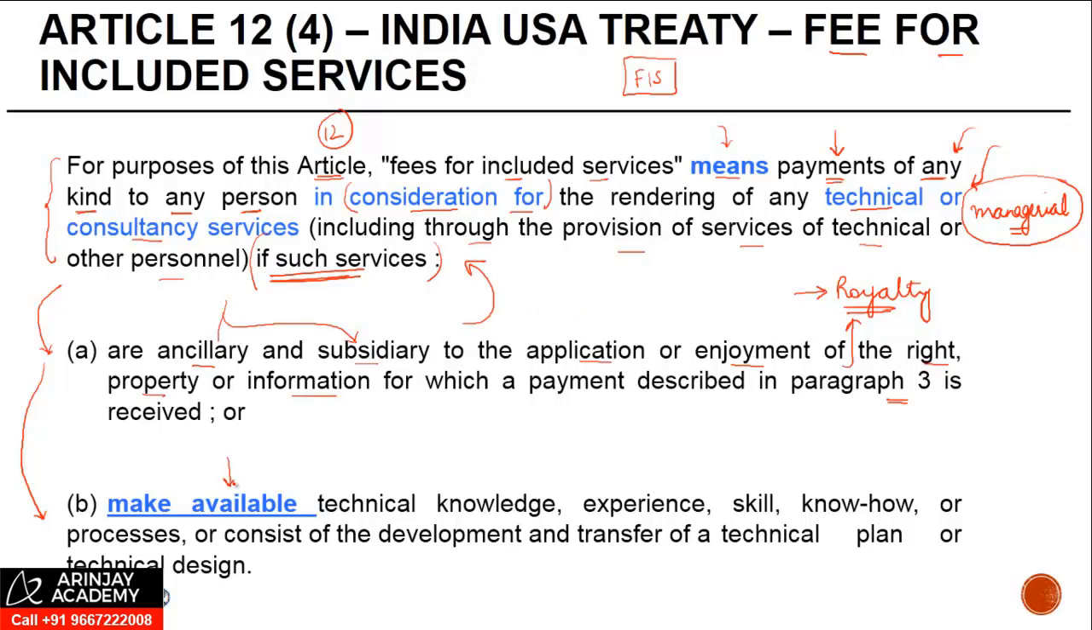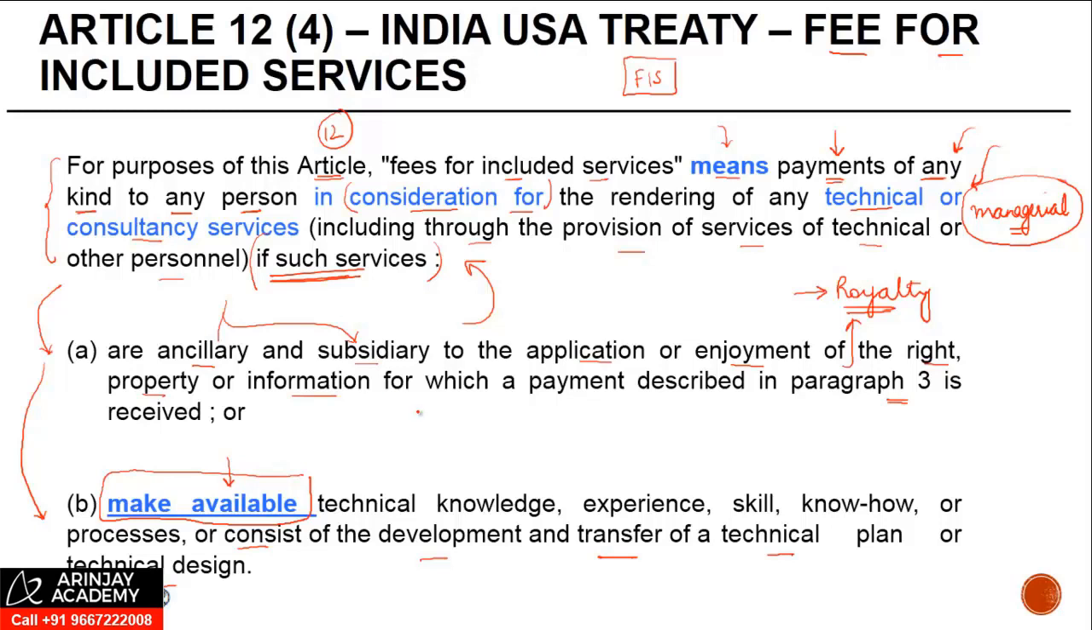Second, B: make available technical knowledge, experience, skill, know-how or process, or consist of development and transfer of a technical plan or a technical design. Now what this means is, and we are going to discuss in detail the meaning of the term make available, because this is one of the most differentiating factors in the India-US treaty and makes a lot of difference to the taxability of the payment under consideration. So if a payment makes available technical knowledge, experience, skill, know-how or process to the recipient, right?